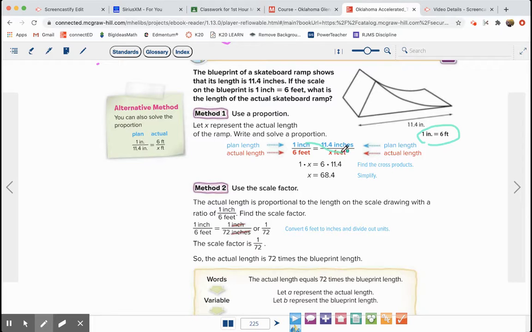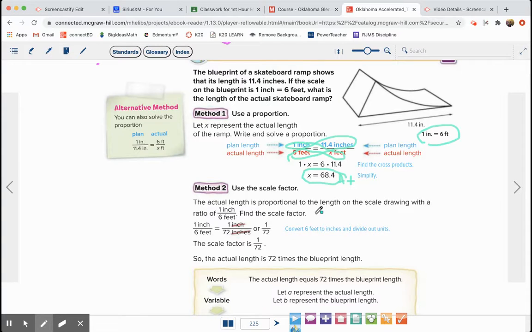So from here is where you would cross multiply. We have 1 times x, which is x, and then 6 times 11.4, which comes out to 68.4. From there, there's nothing to divide. So that's it, we're done. The actual length of the ramp is 68.4 feet. Okay, make sure you put those units.